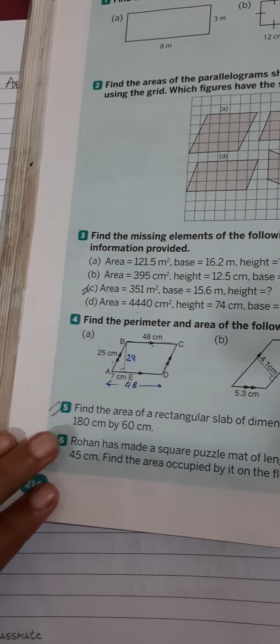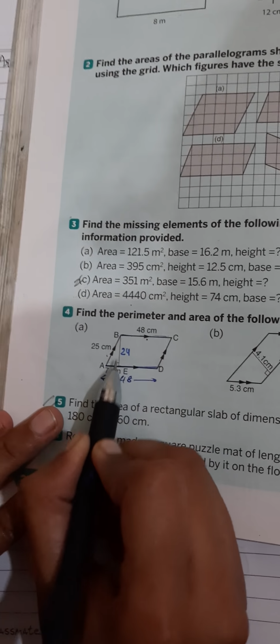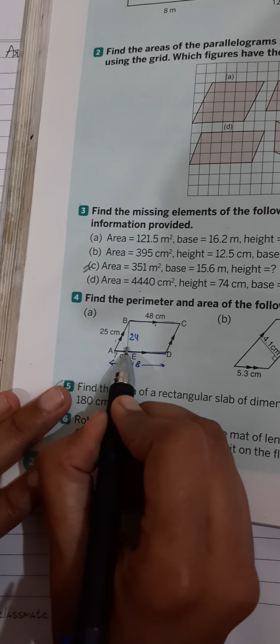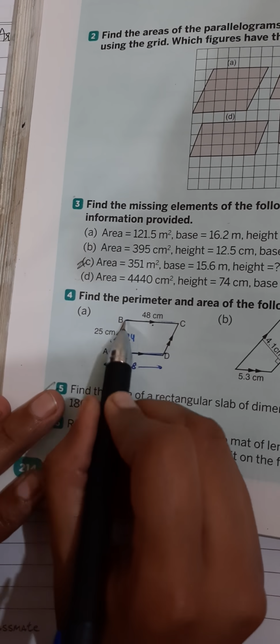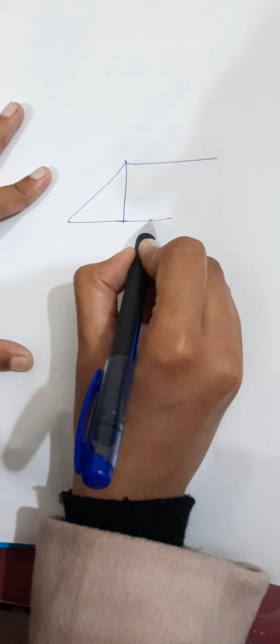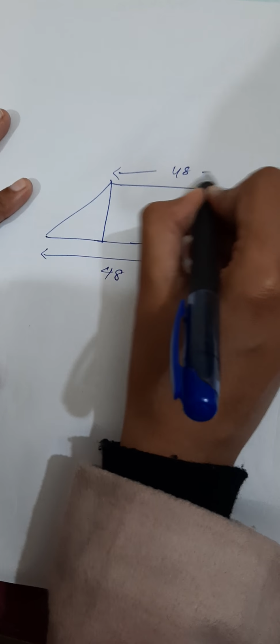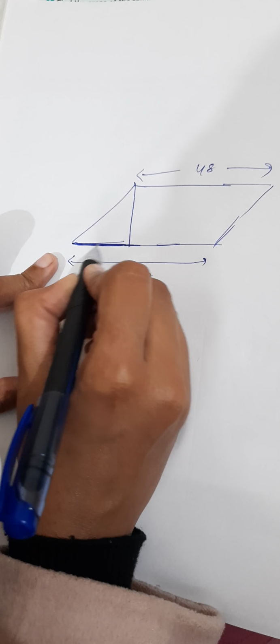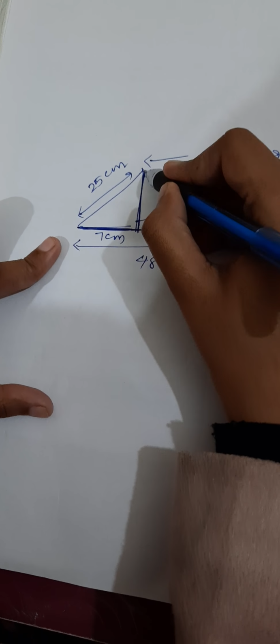Now if you see the figure, you will see base is there, 48, but height is not there. And I have told you that height is always perpendicular with the base. I need to find this height. To find this height, I will be drawing this. It is like this. This is 48. Okay, this is also 48. This much is given to me, 7 centimeters, and this value is given to me, 25 centimeters. This line is making perpendicular with the base.